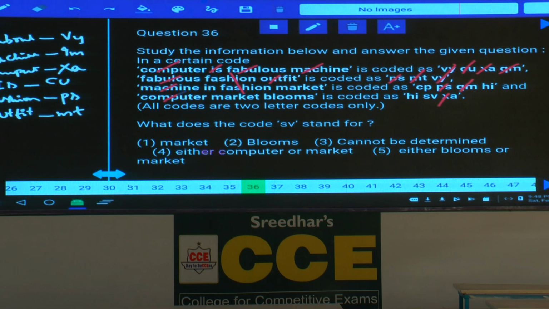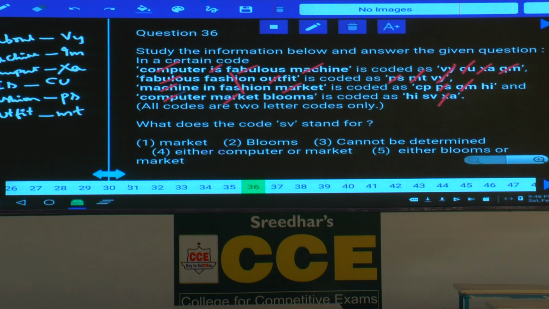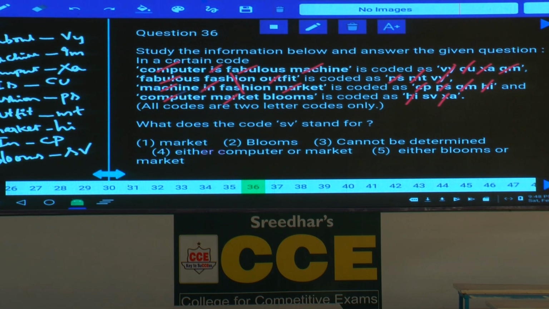Then if you compare the third and the fourth, in and market, here market is the word which is common. As market is common, tell me what is the code which is common here? HI. Hence the code to the word market is HI, isn't it? Then in the third statement, which word is left over here? In, and the code which is left over is CP, and the code to the word in is CP. And next one, blooms. Now blooms is the word left over, and tell me what is the code which is left over here? Blooms is SV.